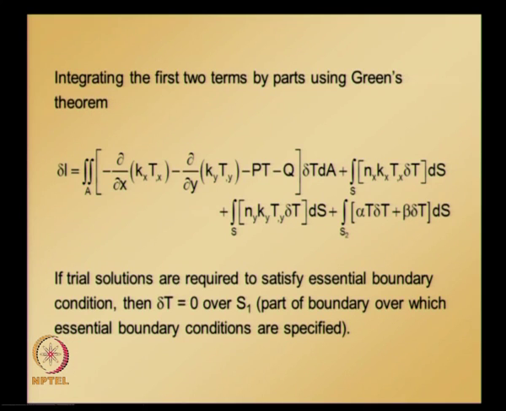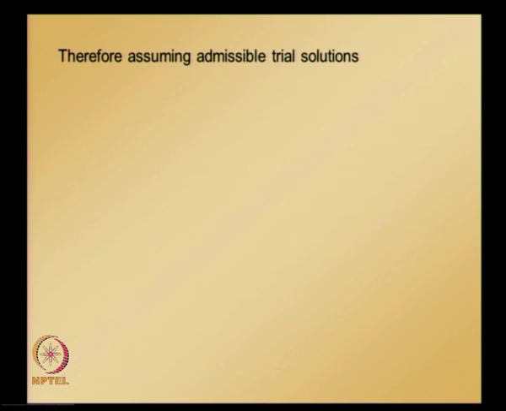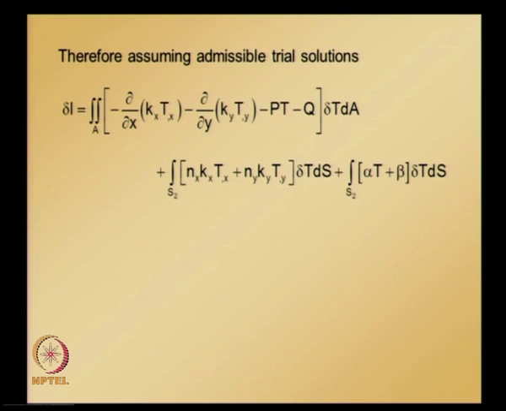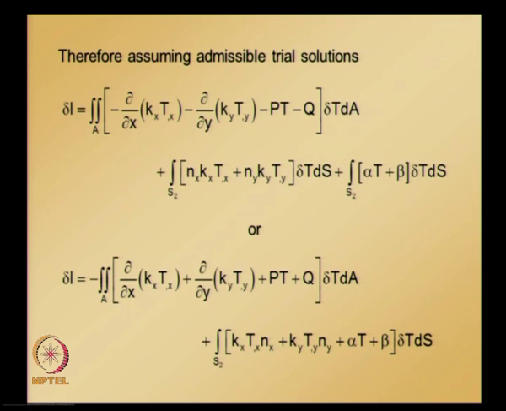So, based on this requirement, this equation of variation of I can be further simplified. Therefore, assuming admissible trial solutions, the previous equation of variation of I simplifies to this, which can be further rewritten in this manner.